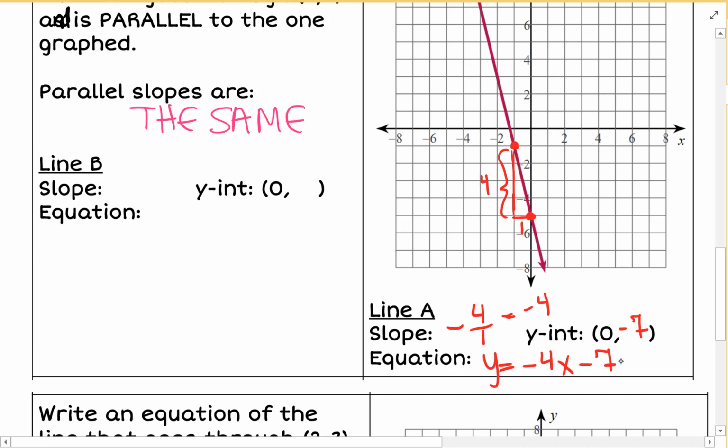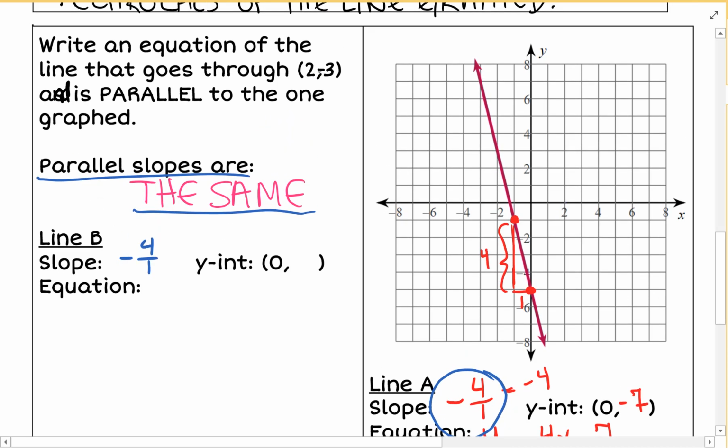So what is the slope of the new graph that we're going to make? What is the slope of that going to be? Well, the slope of line A is -4. Parallel slopes are the same, so the slope of line B should be -4, or -4/1. All right, I don't know the y-intercept, but I know another point, (2, -3). So I'm going to graph that point.